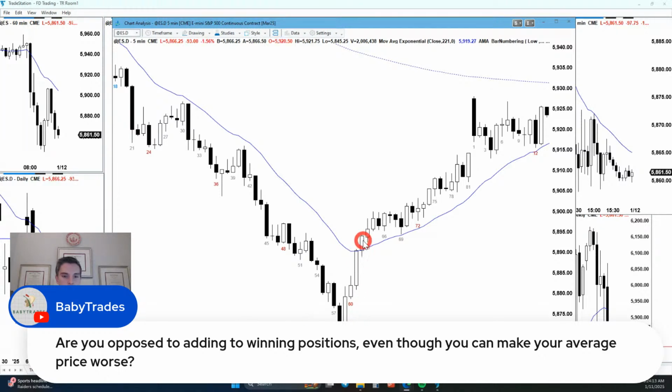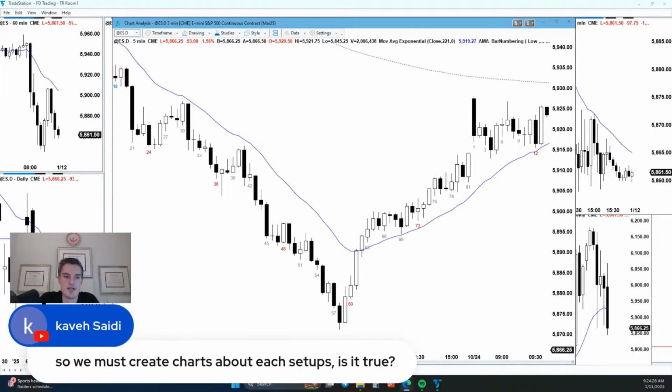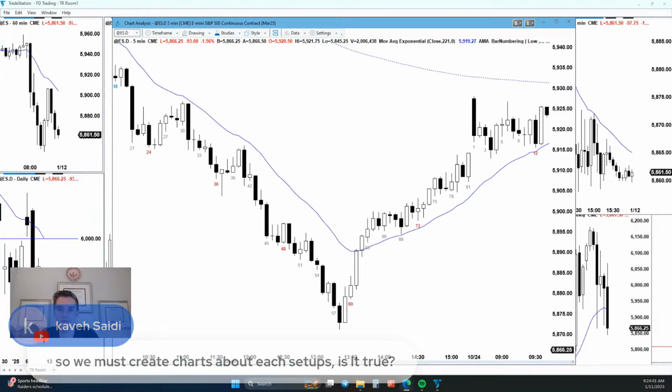Consecutive bull bars: buy the close, buy the close, buy the close. You're going probably higher. Great thing to do. But in order to do that, you've got to have a strong expectation of what the breakout is going to do. So we must create charts about each setup. Is this true? Well, there's a lot more to it than that. The point is, you really have to understand the expectation behind the actual trade. That's really what you have to figure out.